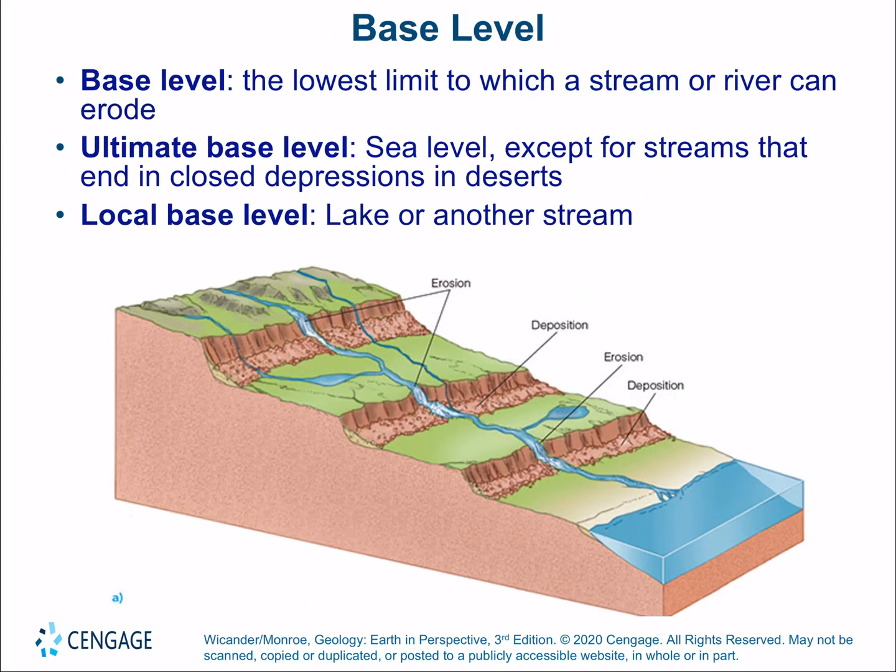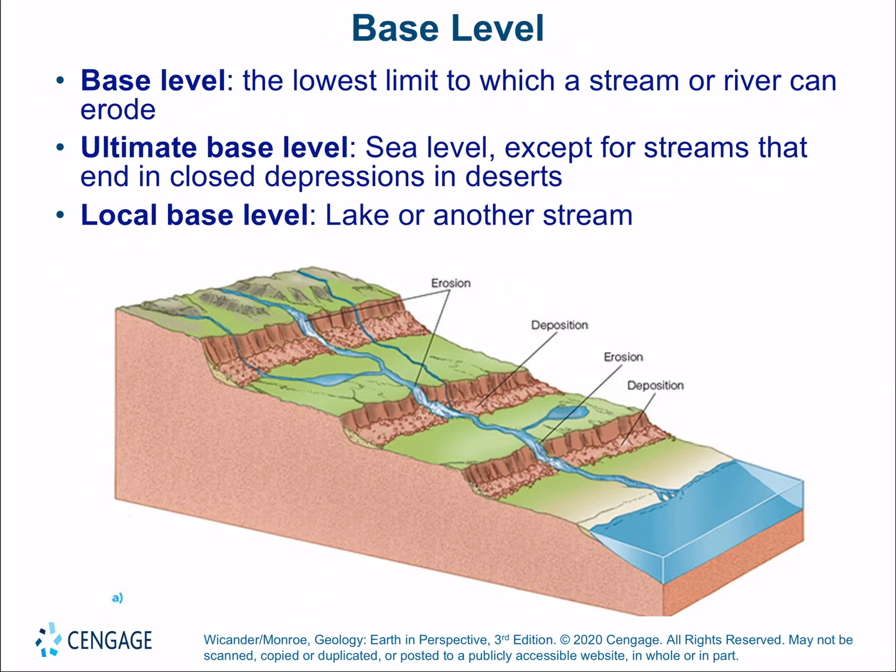So what's a base level? Base level is the lowest level to which a stream or river can erode. Now we only have one ultimate base level, and that is sea level. The exception being for streams that end in closed depressions in deserts. You can have multiple local base levels, but only one ultimate base level.